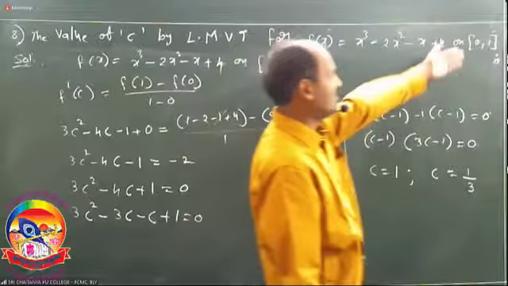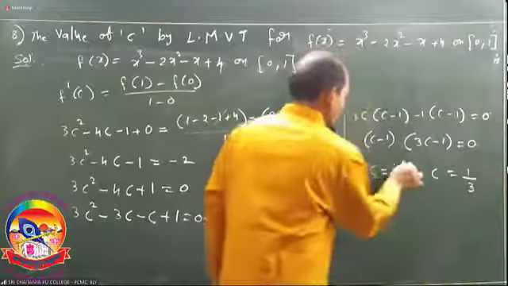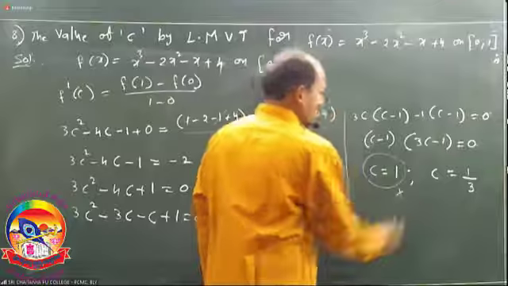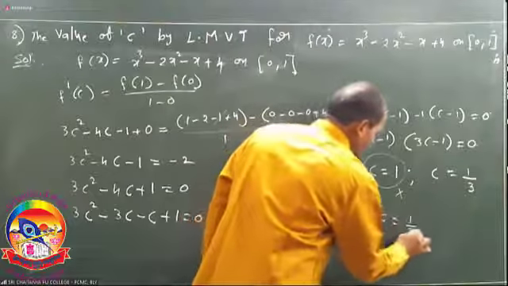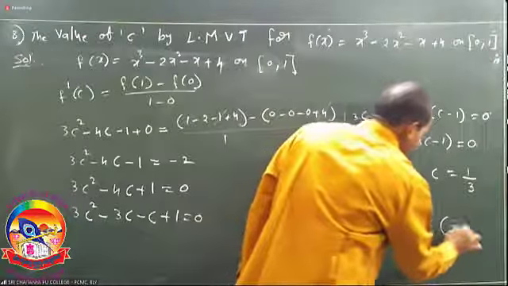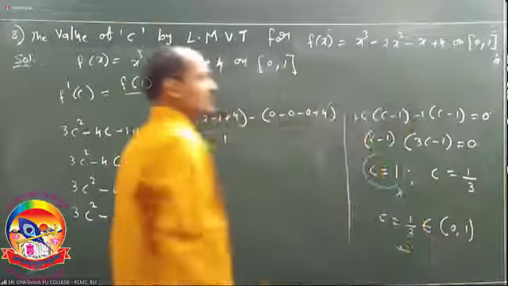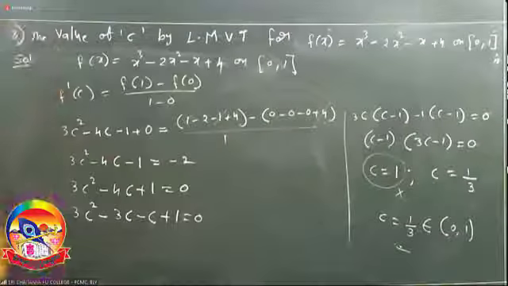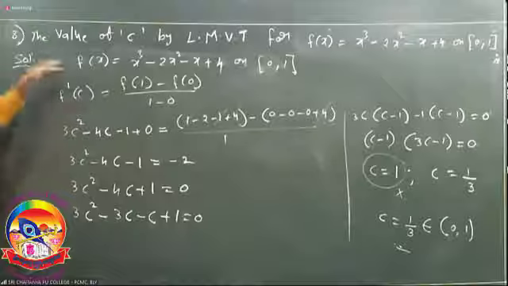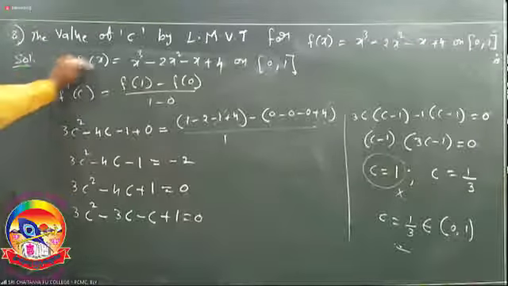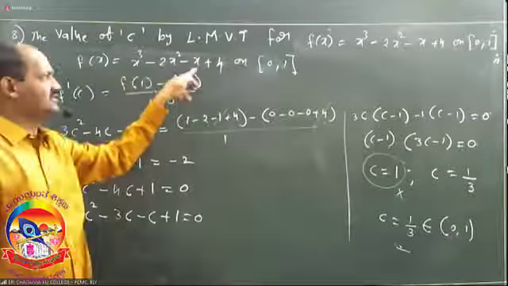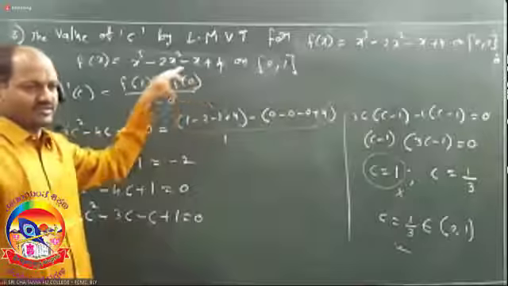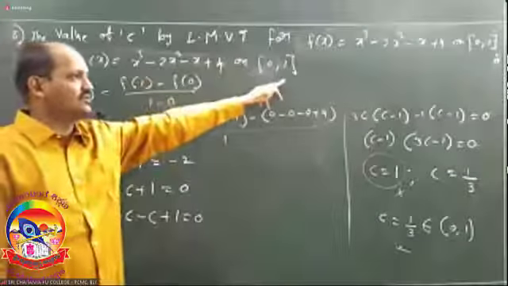Here the given interval is 0 to 1. So 1 is rejected. Clearly, c is equal to 1 by 3. It is in between 0 to 1. Okay, na? So here the given function is x cube minus 2x square minus x plus 4. Find the value of c for this function, and the interval is 0 to 1.